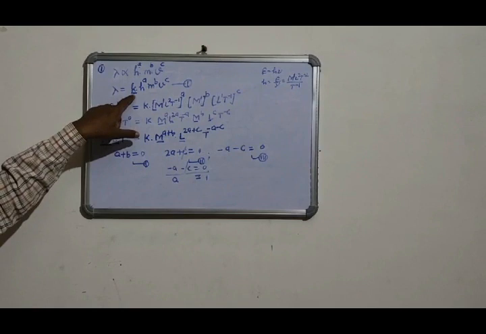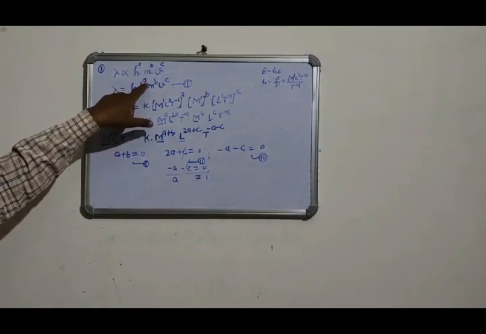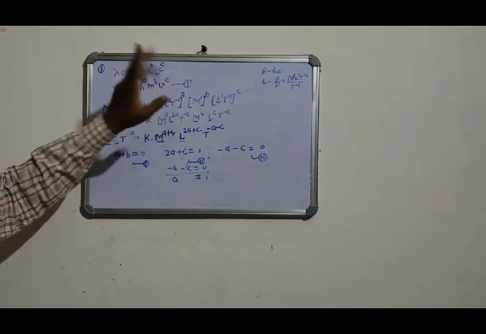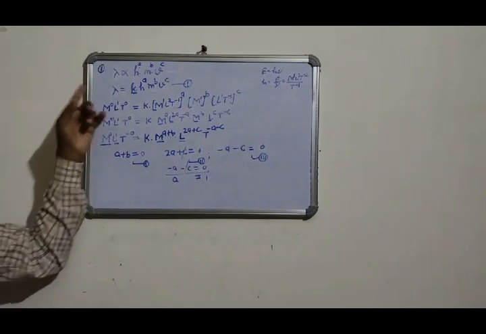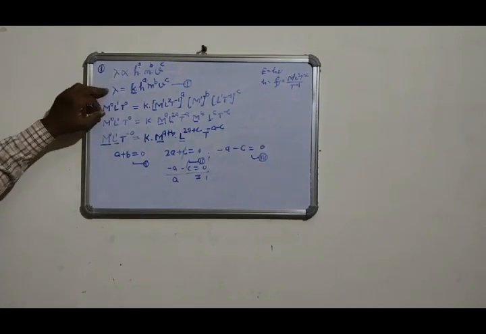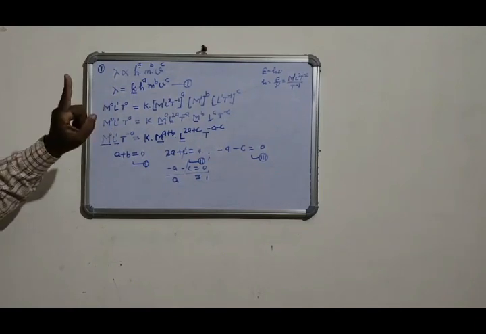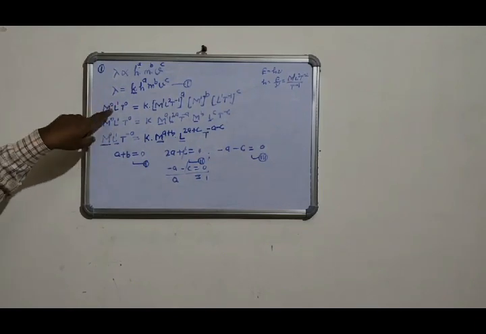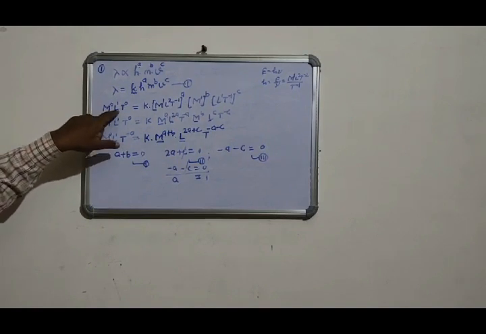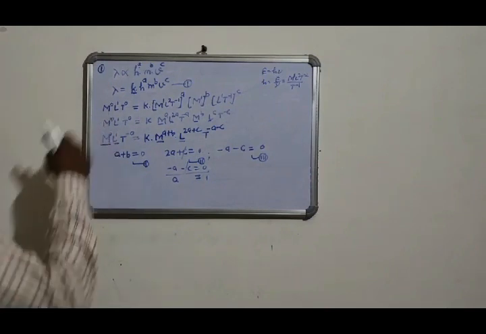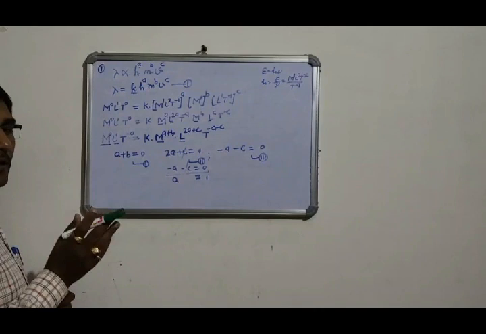K, where K is a numerical constant, H is the Planck constant, M is mass, V is velocity, and the power of H is a, the power of M is b, the power of V is c. This is equation number 1. Now we can put the dimensional formula of lambda. Lambda is a wavelength, so its unit is meter and the dimensional formula is M0 L1 T0. K is a numerical constant, so it has no dimensional formula.